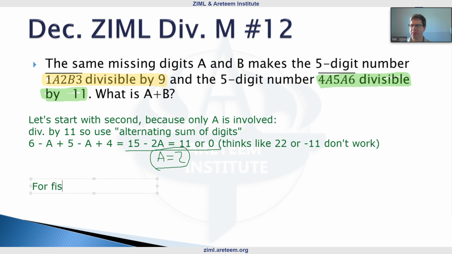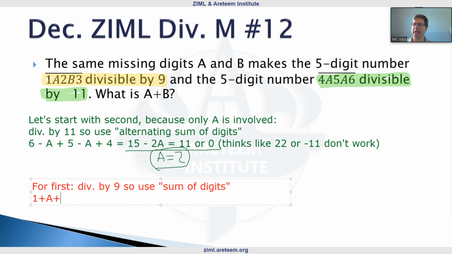For the first, we can now use the divisibility by 9. So we use the straight up sum of the digits in this case. We have 1 plus A plus 2 plus B plus 3. We know A is 2, so that is 1 plus 2 plus 2, 5, plus 3. This is B plus 8. And so this could be equal to 9 or 18, or just actually 9.